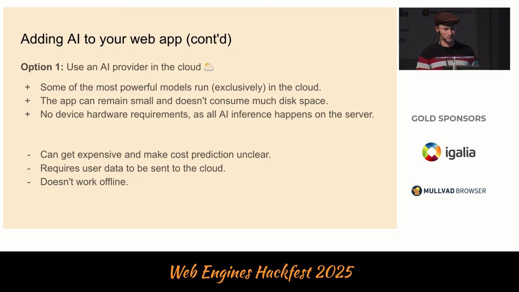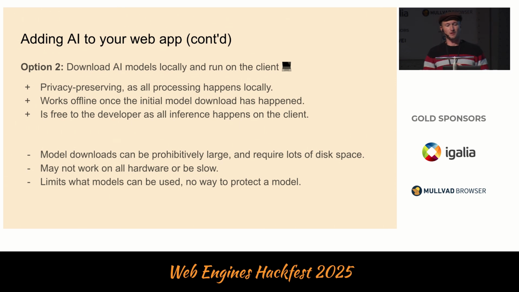A big privacy problem, of course, is you need to send your user data to the cloud, which can or cannot be an option. And because you need to send data to the cloud, it doesn't work offline. Which brings me to option two. You can download AI models locally and run them on the client. This is obviously privacy preserving because all the processing happens locally. It works offline once the model has been downloaded and cached. It is free to you as a developer because all the inference is happening on the user's device, so there's no cost for an API service or something.